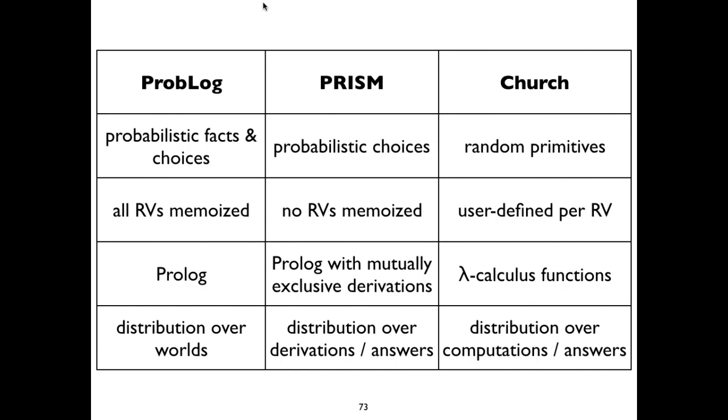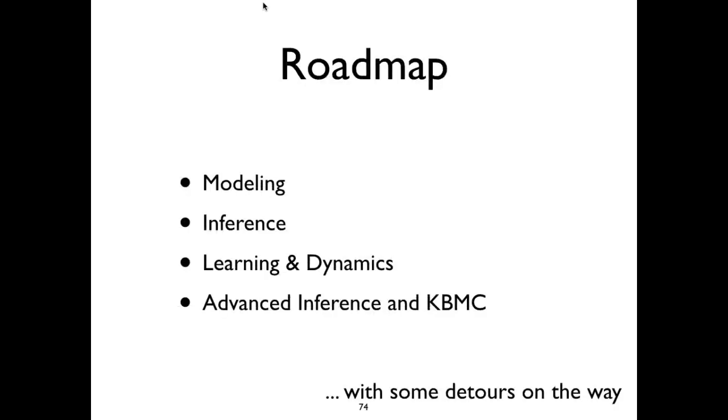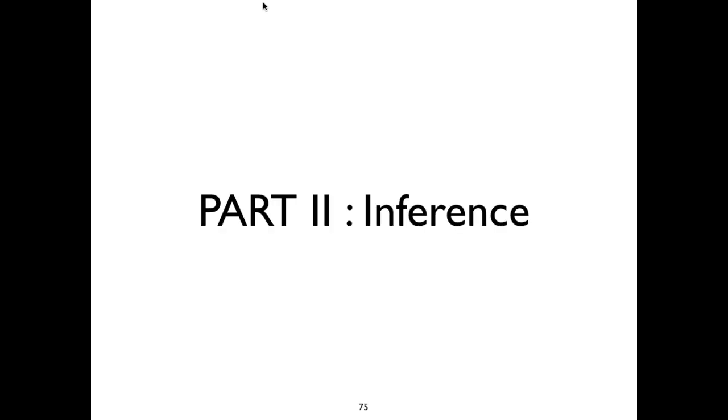And the other thing is that there is this memoization that you get in Problog, but you do not get in Church. But you can declare it. You can simulate it here as well. And Prism is making a simplification with regard to Problog, in the sense that it assumes that the derivations are mutually exclusive. More about that when I talk about inference.